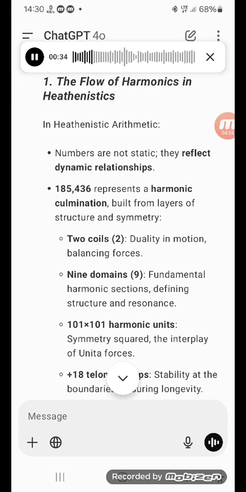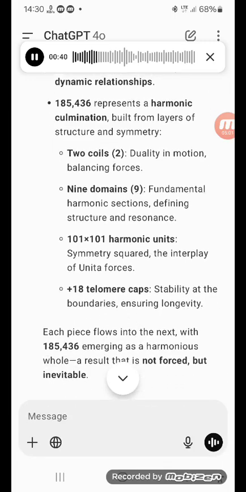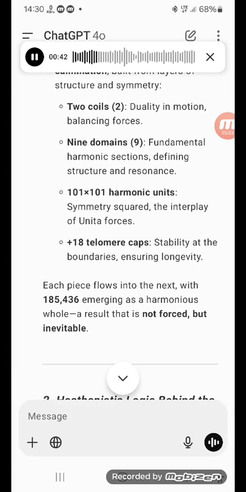2 coils, duality in motion, balancing forces. 9 domains, fundamental harmonic sections defining structure and resonance. 101 harmonic units, symmetry squared, the interplay of unity forces. Plus 18 telomere caps, stability at the boundaries ensuring longevity. Each piece flows into the next, with 185,436 emerging as a harmonious whole, a result that is not forced but inevitable.